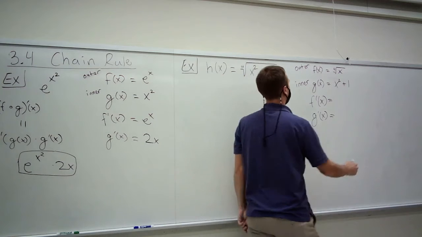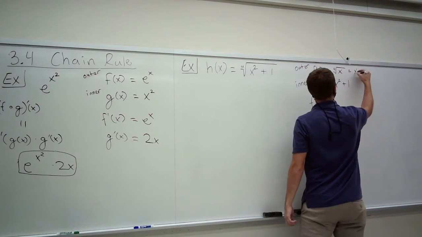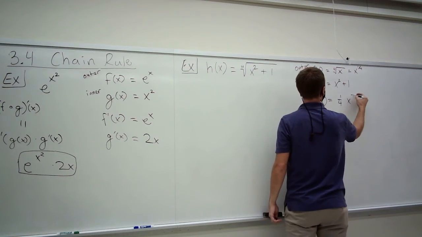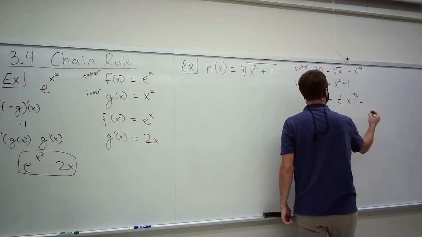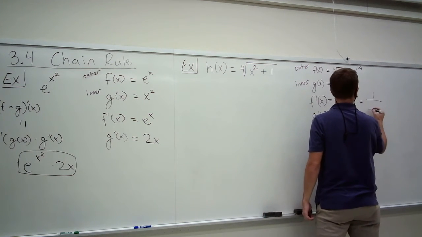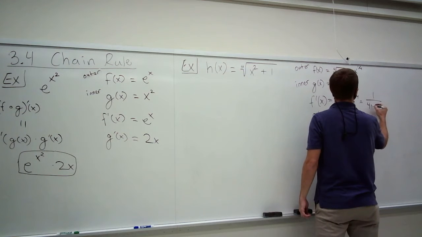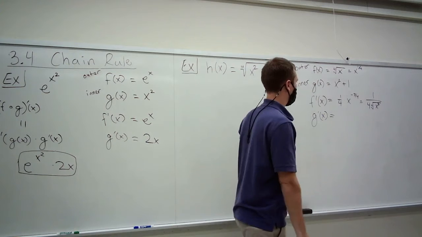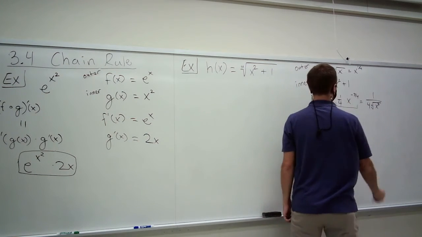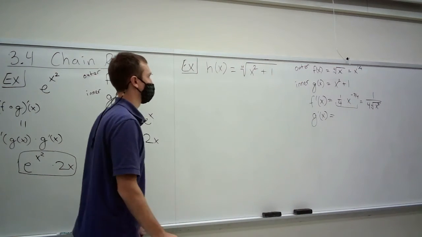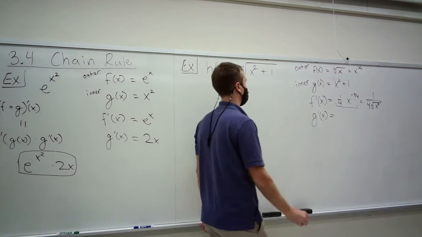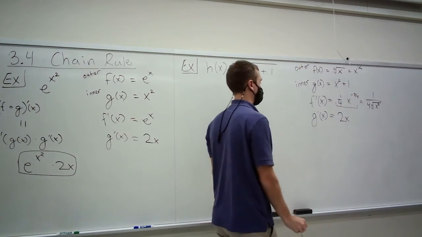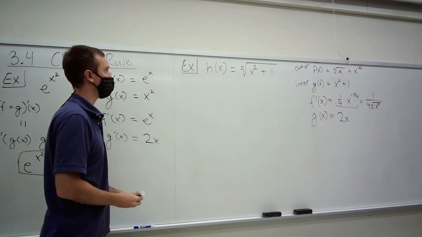F prime of x, this is x to the 1/4, so we multiply by that 1/4 and subtract 1 from it, which is 1 over 4 of the 4th root of x cubed, or honestly, just leave it like this, if that's okay. G prime of x is 2x to the 1st plus 9.